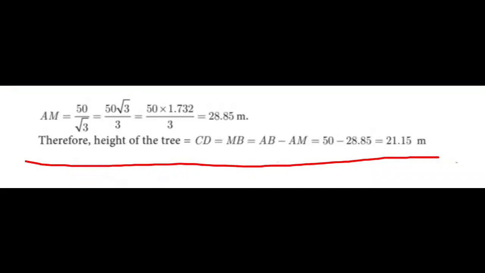Therefore, height of the tree, that is CD is equal to MB is equal to AB minus AM. Then 50 minus 28.85, we get 21.15 meter. Therefore, the height of the tree is equal to 21.15 meter. That's all.